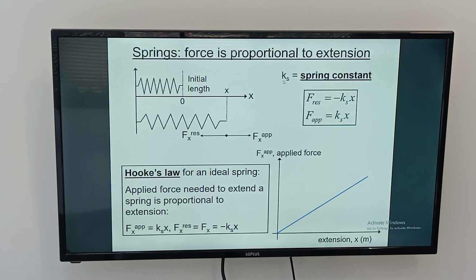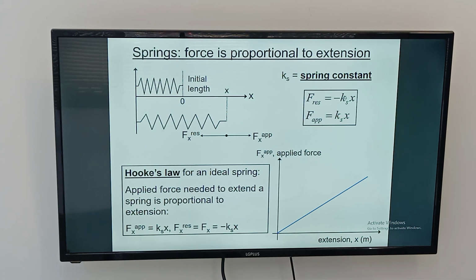K of s is a spring constant, okay? It's a value that each metal spring has, whether the spring is dense or loose, like the slinky toy. The law of the force at rest position equals negative the constant times the extension.